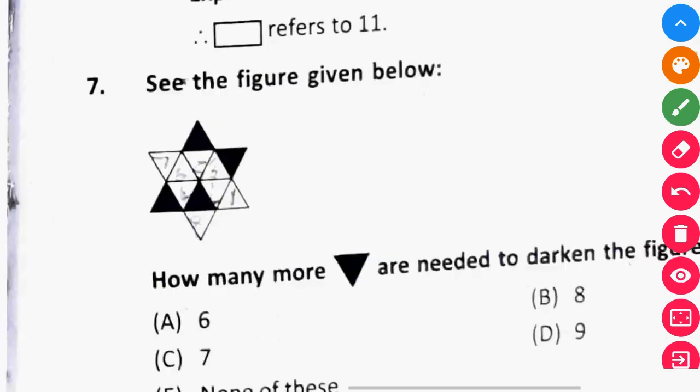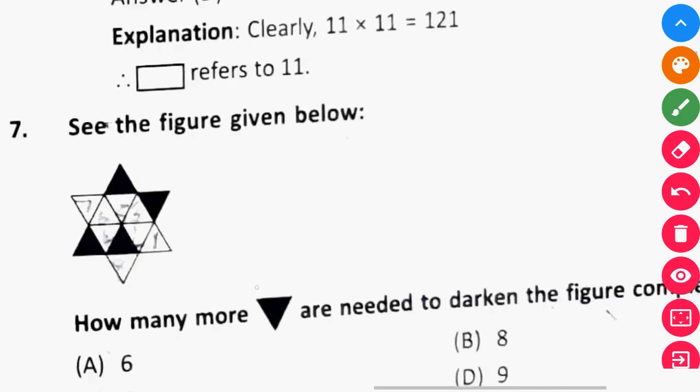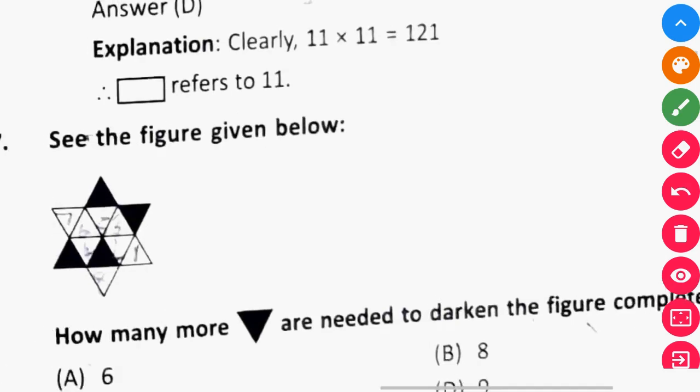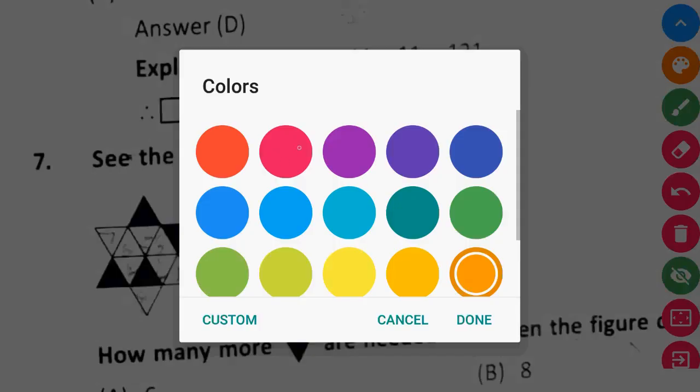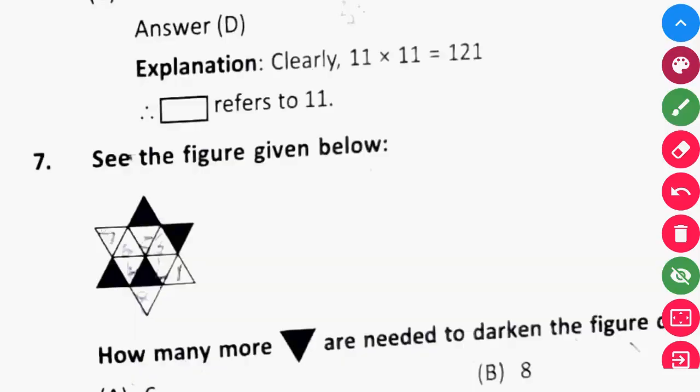Now see the given figure below. How many triangles are needed to darken the figure completely? Now some portion of the figure is darkened and you have to darken the remaining triangles so that the whole figure becomes black. Now see, how many such triangles are remaining? 1, 2, 3, 4, 5, 6, 7 and 8. So your answer is 8.